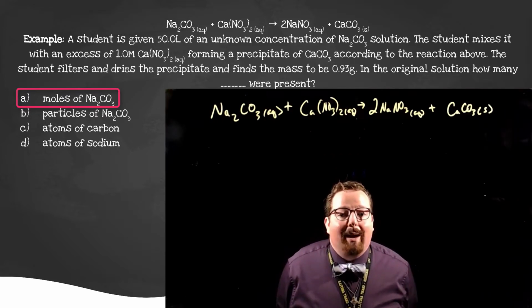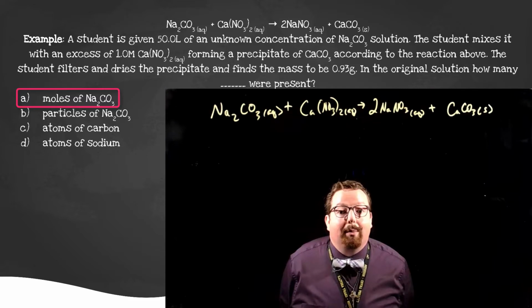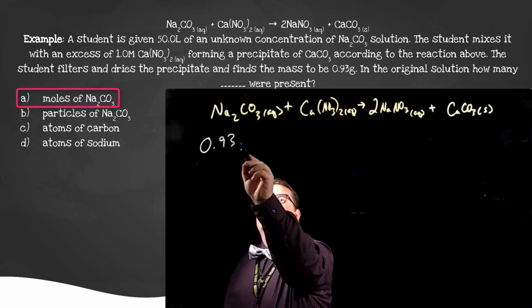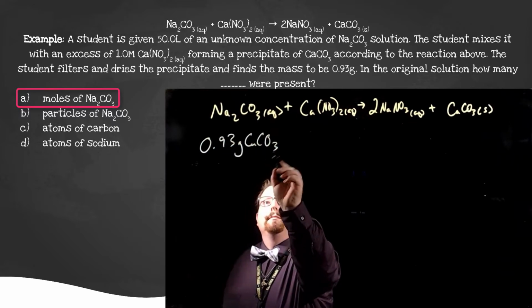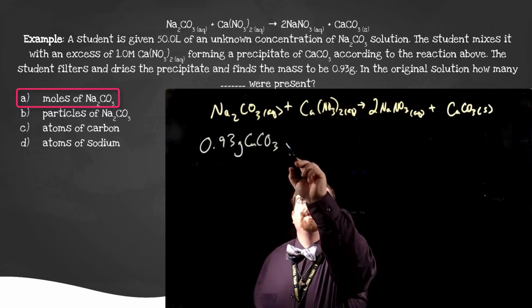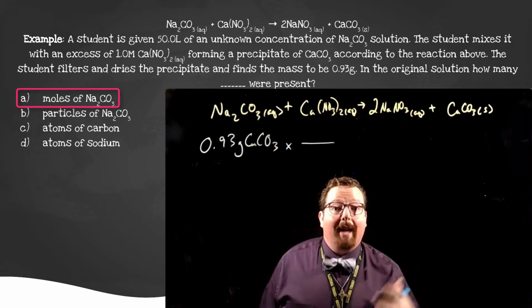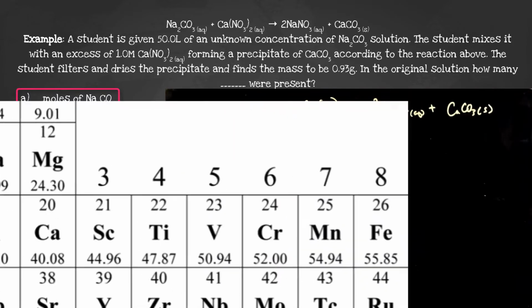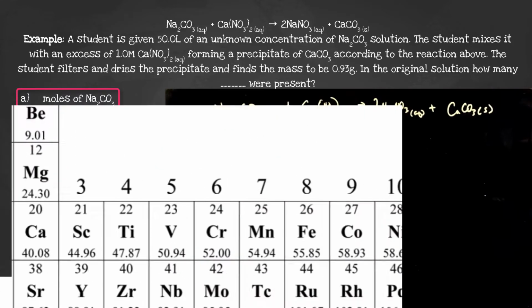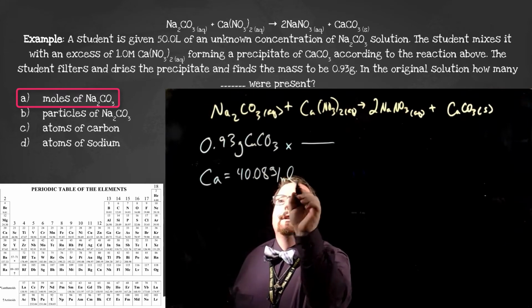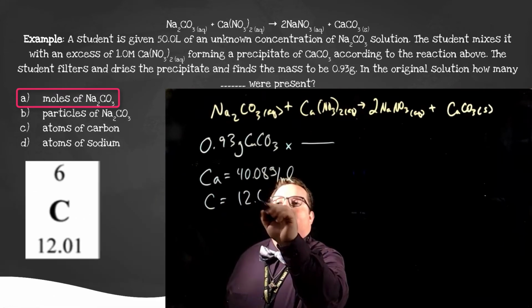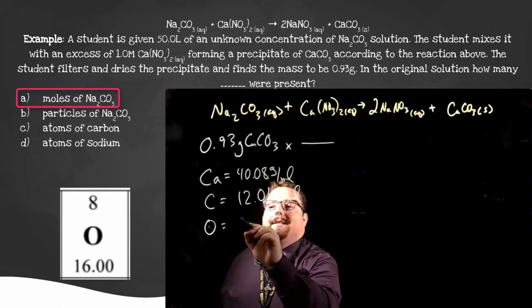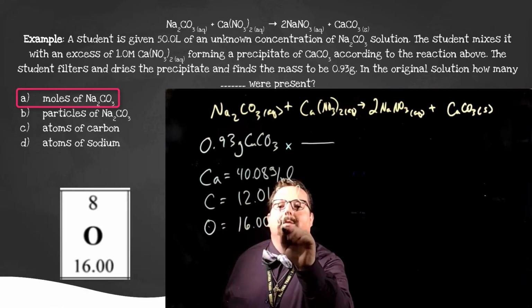To do this, we need to know how many moles of calcium carbonate were produced. To find that, you take your 0.93 grams of calcium carbonate and use the molar mass as a conversion factor. So to do that, you'd have to know the molar mass of calcium carbonate. According to our periodic table, calcium has a mass of 40.08 grams per mole. Carbon has a mass of 12.01 grams per mole, and oxygen has a molar mass of 16.00 grams per mole.